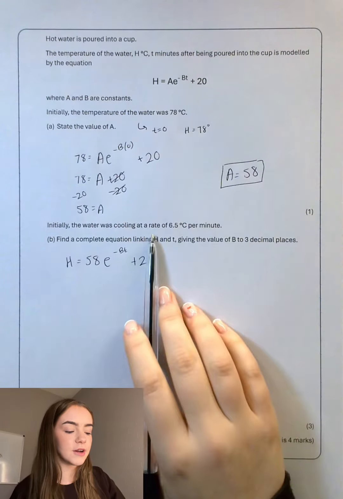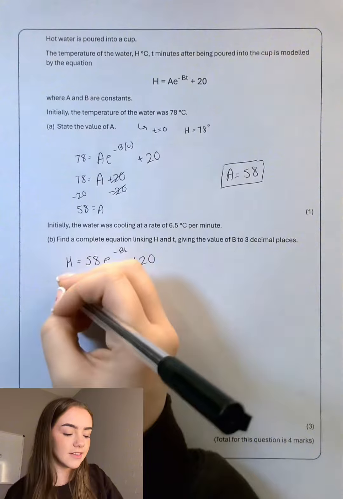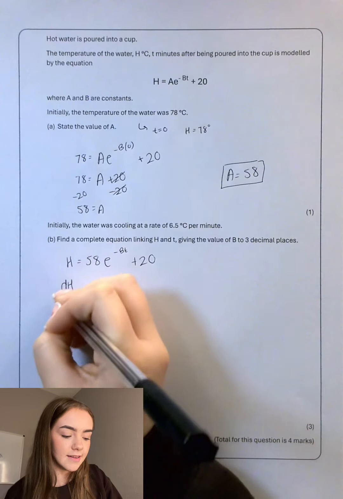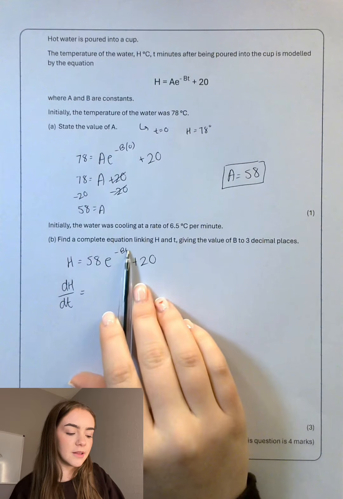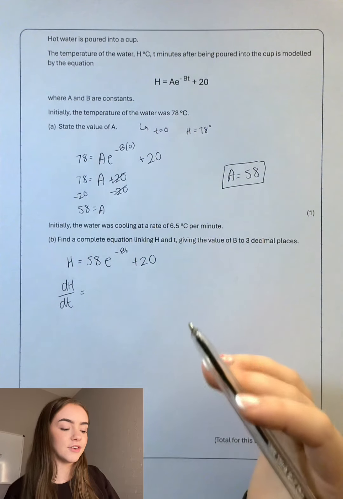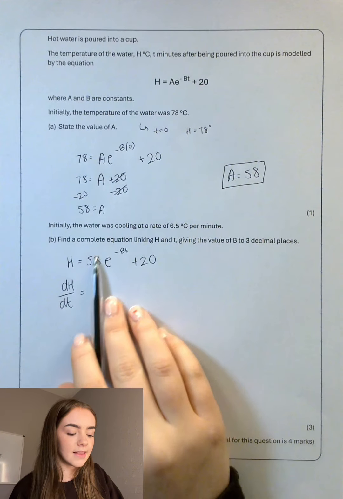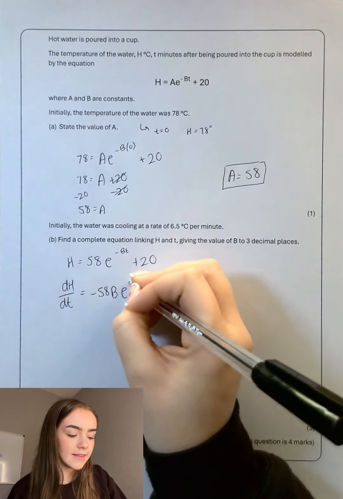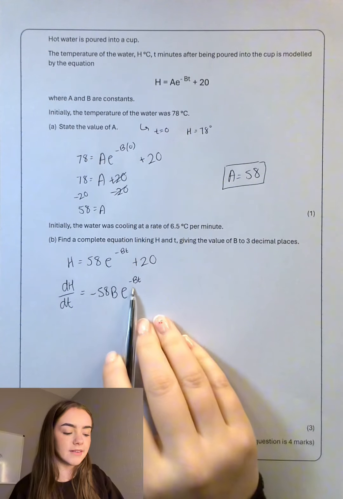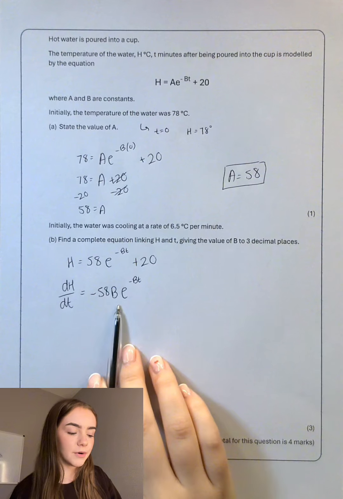Whenever a question is talking about rate, this will include the gradient function. So let's differentiate this equation. Since it's in terms of H and T, we'll have dH/dt equal to, when we differentiate an exponential term, we differentiate the power and then bring down the differentiated power. So -bt will differentiate to -b. Bringing that down, we'll have -58b multiplied by e^(-bt). This power stays the same. Then 20 just differentiates to 0. So this is our gradient function.